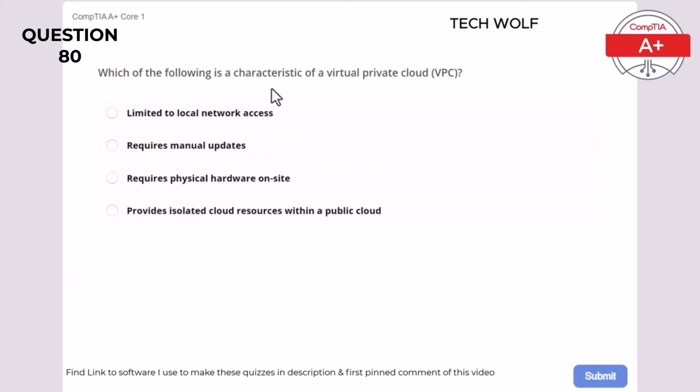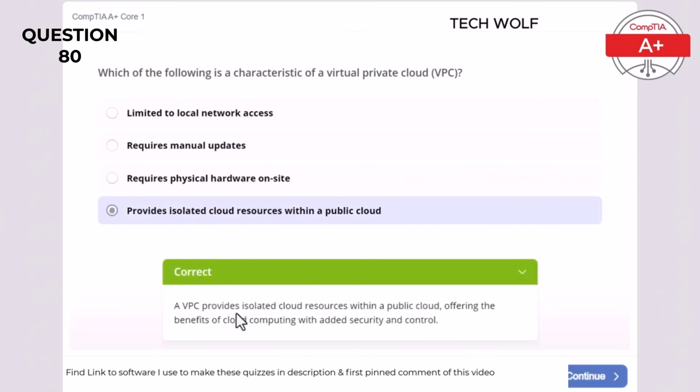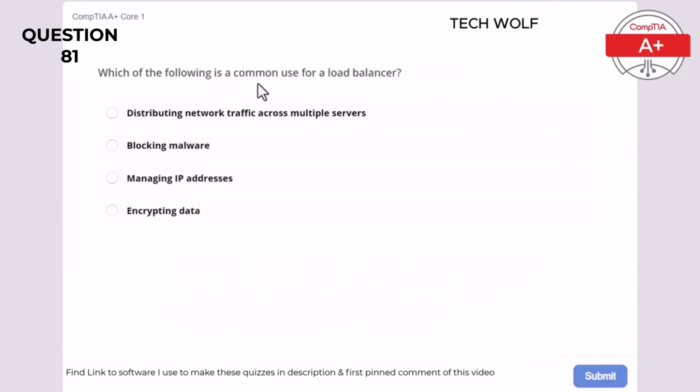Which of the following is a characteristic of a virtual private cloud, VPC? Limited to a local network access, requires manual updates, requires physical hardware on site, provides isolated cloud resources within a public cloud. And here the correct answer is provides isolated cloud resources within a public cloud. A VPC provides isolated cloud resources within a public cloud, offering the benefits of cloud computing with added security and control.